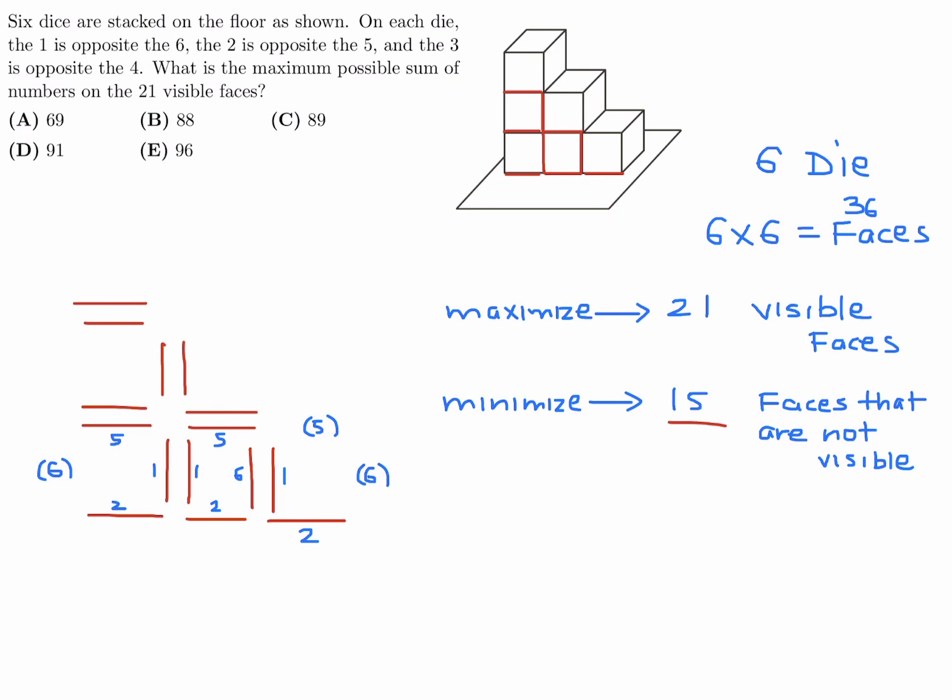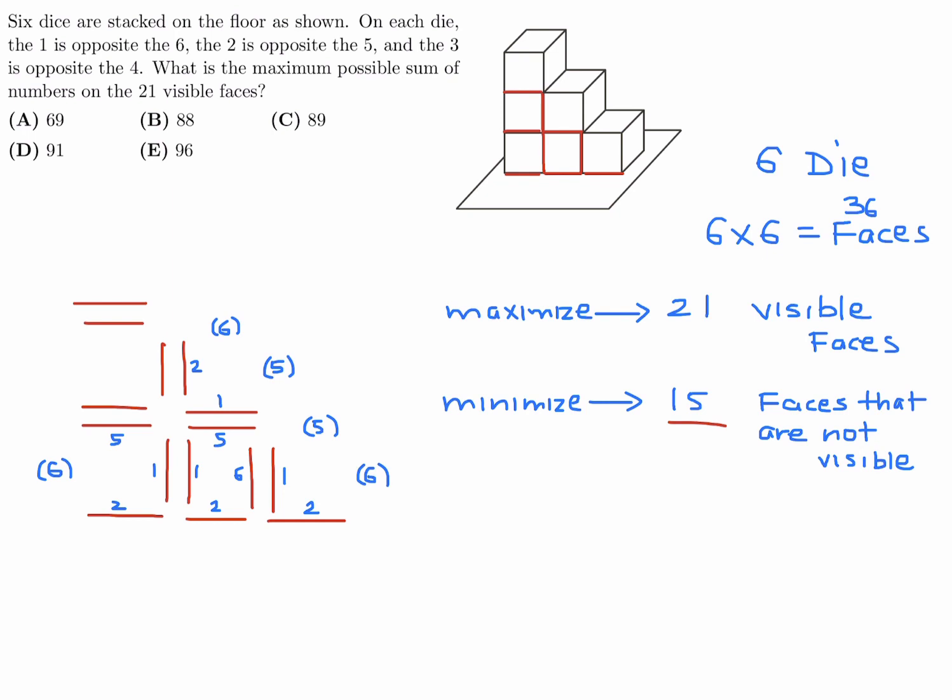So far so good. And then we just keep going like that. On this guy here, in a very similar way, I'll put a 1 here that maximizes my visible face. And then I can't put a 1 here because the 1's already taken on that cube, but I can put a 2, that's the next smallest number, and that maximizes my visible face by making it a 5.